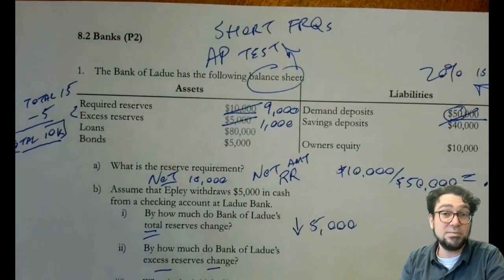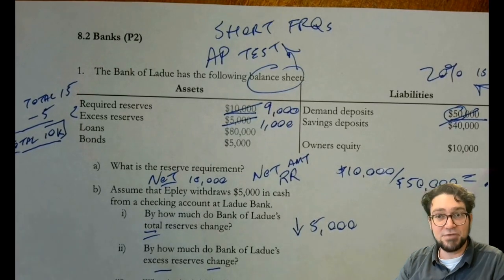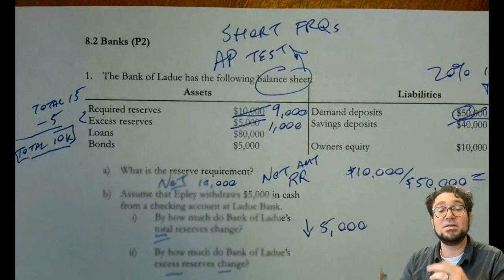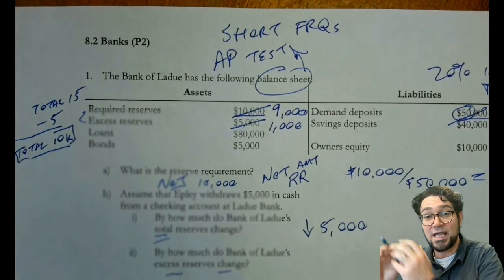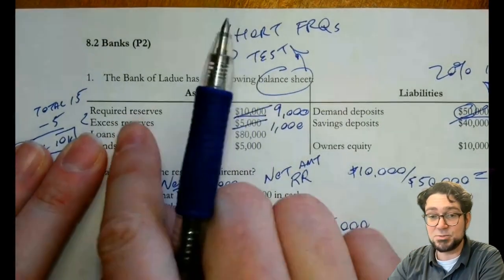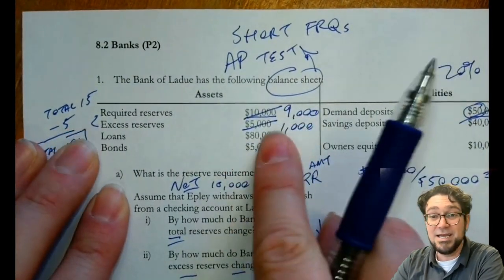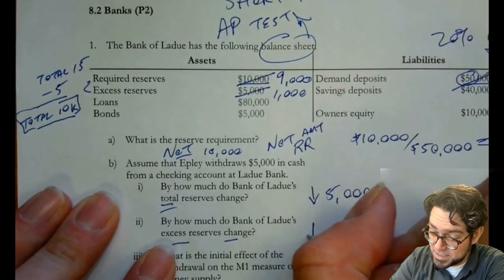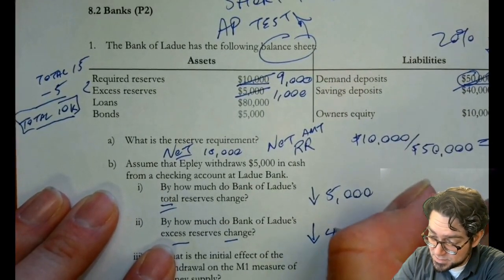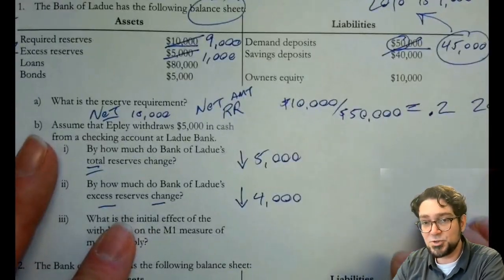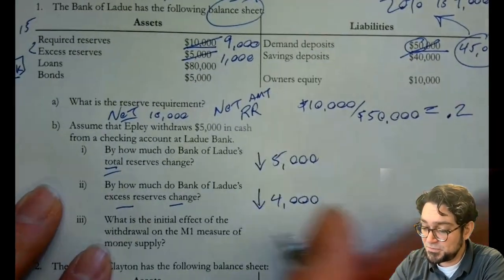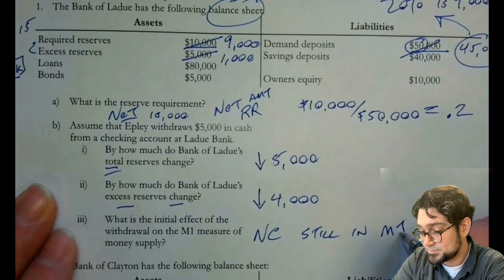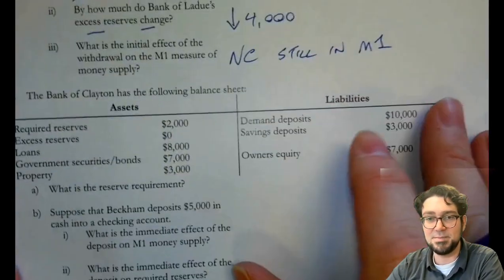And again, the total came down by 5, but they didn't just take it all out of excess. And the reason why is it's really not how they give out money. They just hand out the money and then they recalculate, how much do we have to keep as required reserves? They have to keep 9 and they have an extra 1,000. That means our answer to our question is a decrease of $4,000. Right? So it's a little bit of a tricky one. Now, the initial effect on M1 is no change. It's still in M1. And let's take a look at this balance sheet at the bottom.